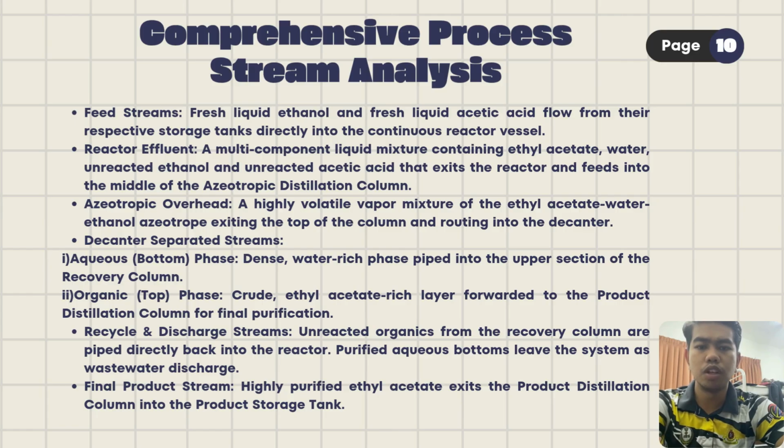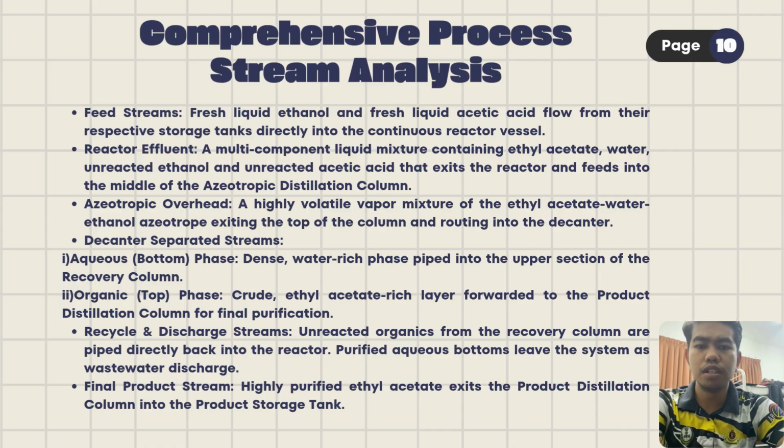At the top of the column, a vapor azeotropic mixture of ethyl acetate, water, and ethanol is sent to the decanter for phase separation. In the decanter, the mixture separates into two layers. The bottom aqueous phase is sent to the recovery column, while the top organic phase, which is rich in ethyl acetate, is sent to the product distillation column.